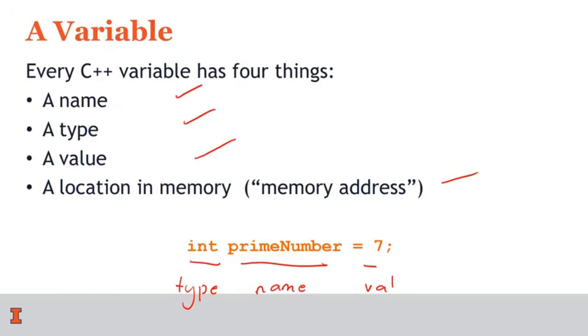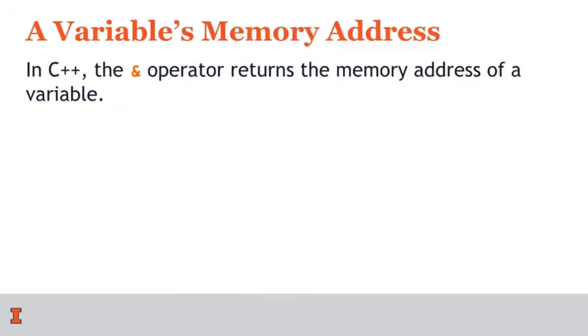The memory address is not known, but we can explore where this is going to be stored based on how we created this variable. In C++, we can actually get at where the memory is stored by using the ampersand operator, and that's going to return the memory address of a variable. Let's see how this actually works.